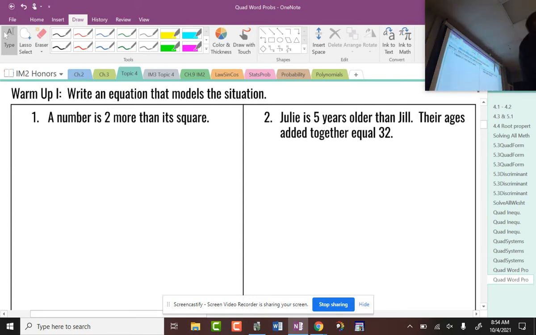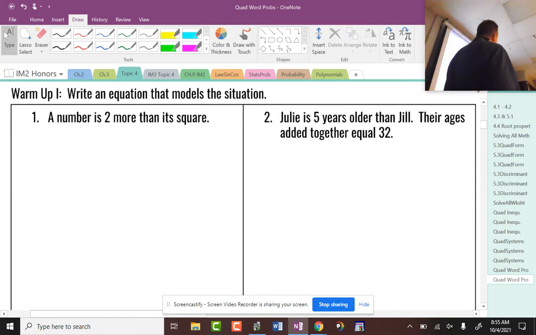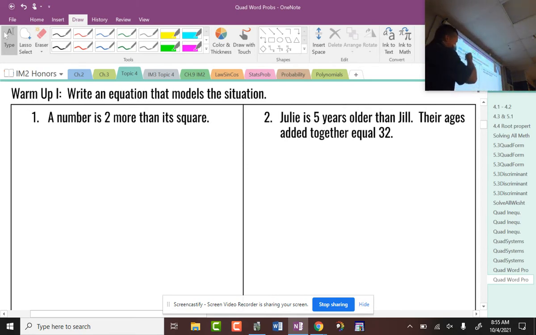We can just look at this, and many of the questions are worded like this in the beginning of your homework. The number is 2 more than its square. Another one is, I kind of jacked this one a little bit, but Julie is 5 years older than Jill. I could kind of do a reversal on what I did last hour, and it would be fine. Some of the word questions are like that. There's only 7 questions tonight. Unfortunately, I caught it too late.